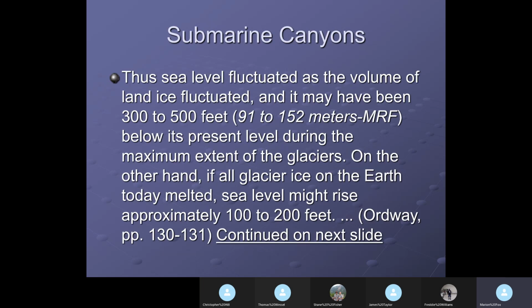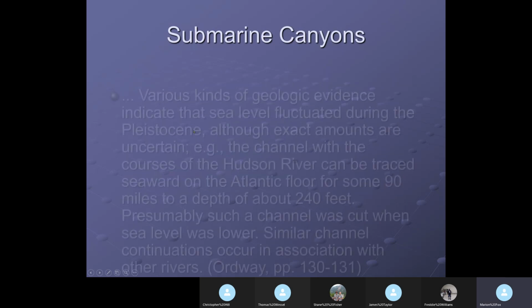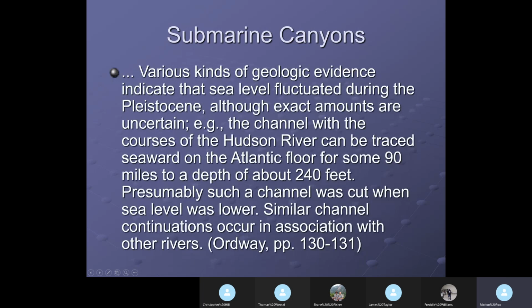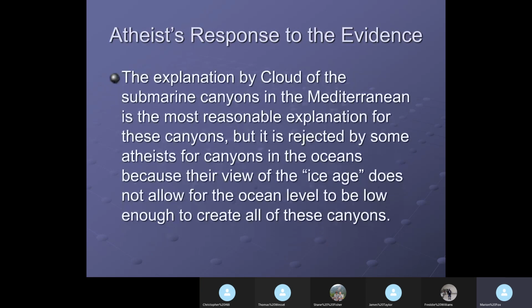Because remember, they claim 300 to 500 feet. So if we go with 600 feet, let's just go beyond it. We have some of these channels that go way beyond 600 feet down. So we got a problem for them. Again, the atheist finds that to be fantastic. Presumably such a channel was cut when the sea level was lower. Similar channel continuations occur in association with other rivers, Ordway tells us.